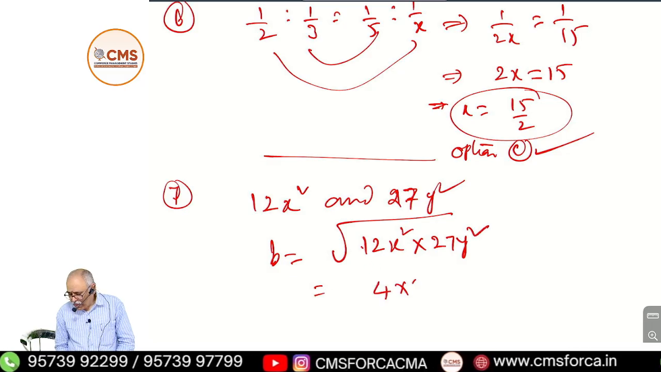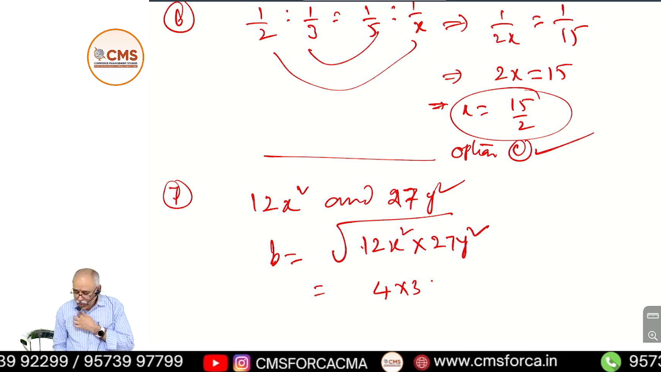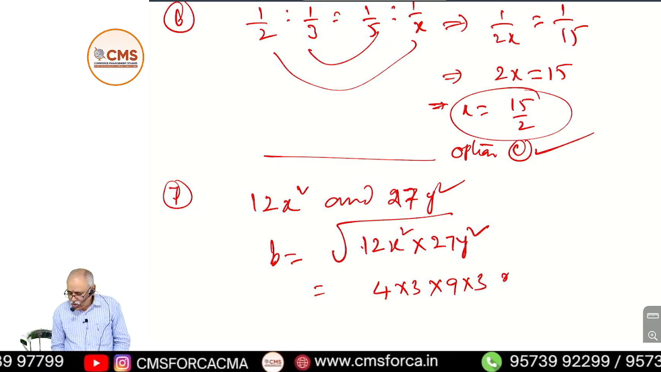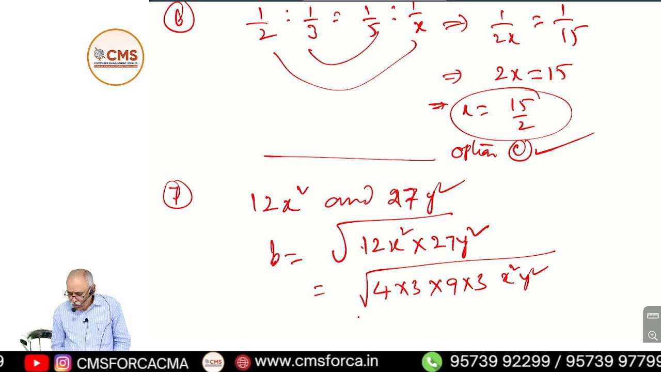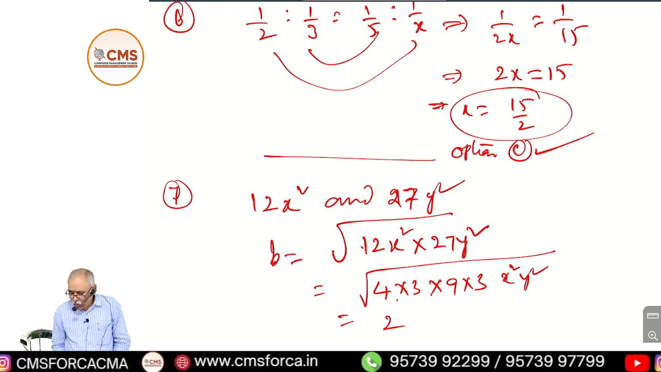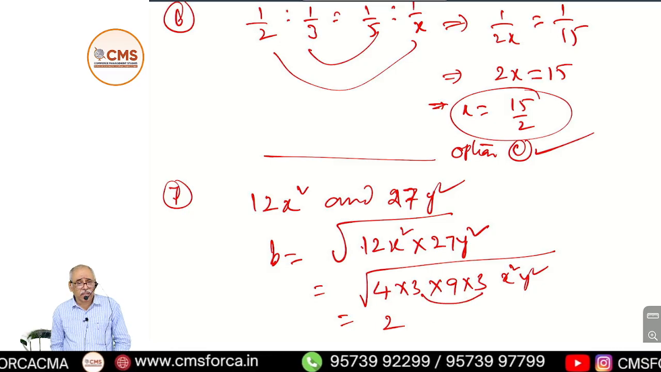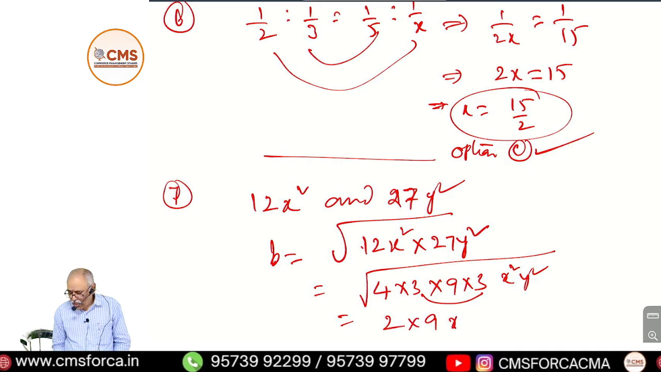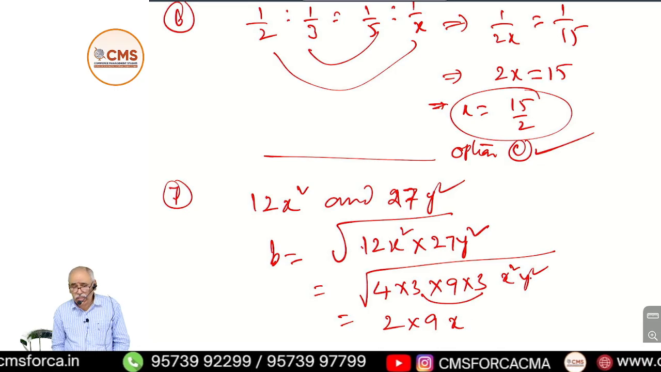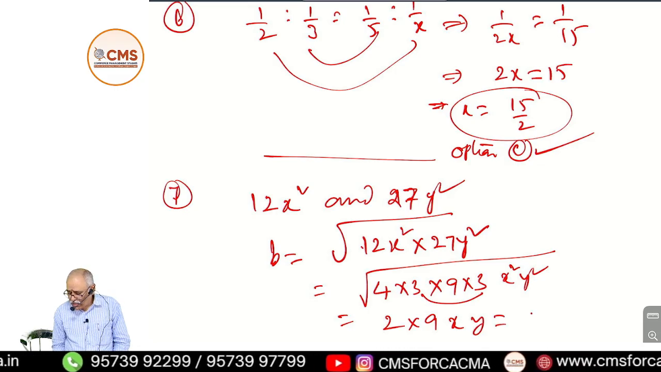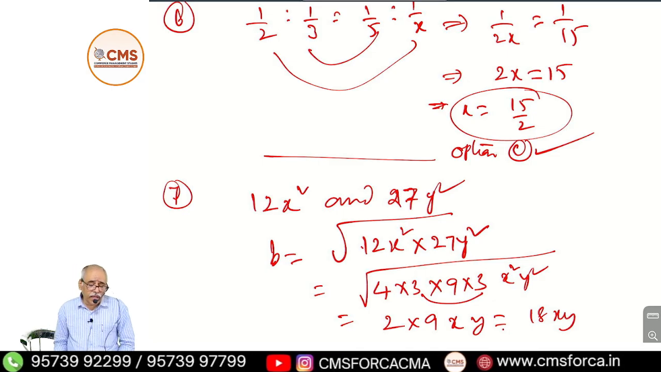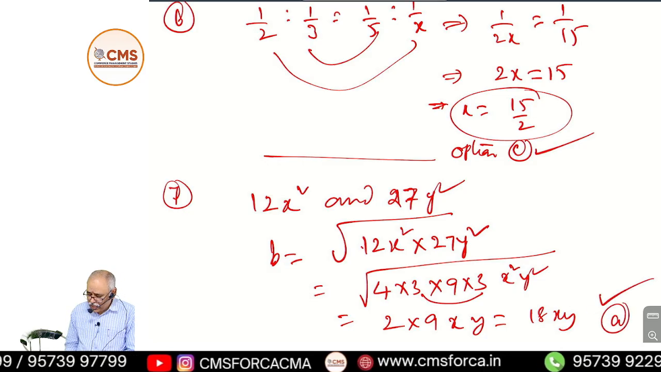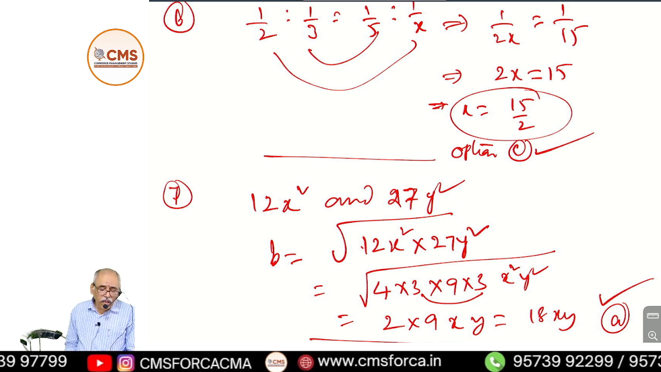12 can be written as 4 threes are 12, and 27 as 9 threes are 27, into x square y square, under root. Root 4 is 2. 3 threes are 9, so 9 times 9 is there, and the root of 9 is 3. X square under root is x, y square under root is y. So what is the answer now? 18xy. It is option A. Option A is correct.